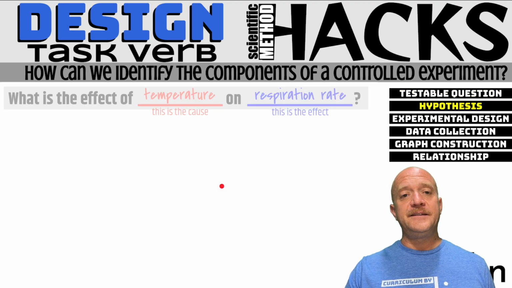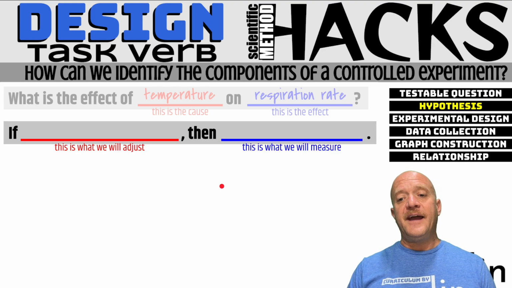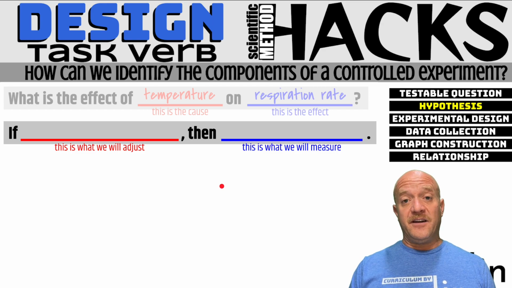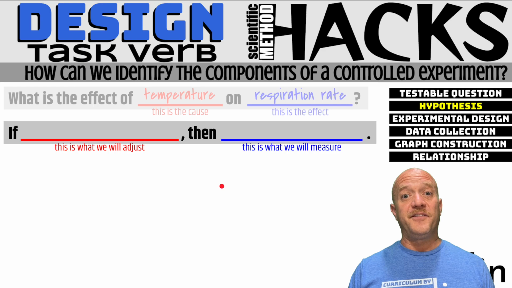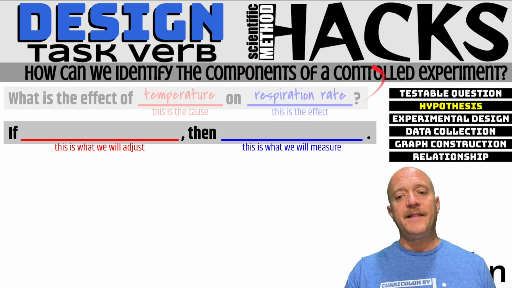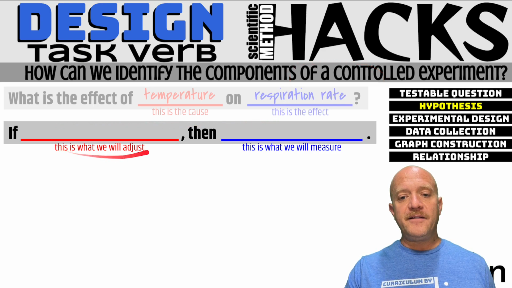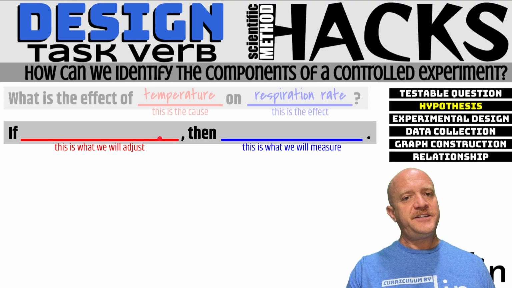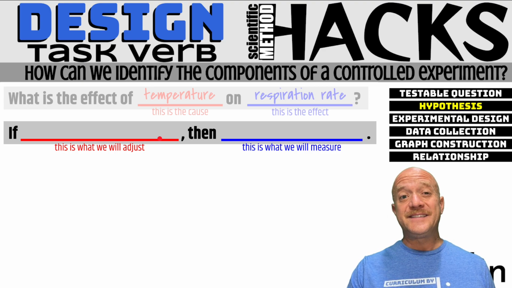Now what we need to do is write our hypothesis. And I know a lot of you in middle school may have learned if, then, because. You don't have to write because, as that will be explained throughout the rest of the controlled experiment. Now, the if, notice it is red, and the then, notice it is blue. So the if will be something related to temperature, and the then will be related to respiration rate. Now, the part that says if, we're going to be adjusting. The part that says then, we're going to be measuring. So if temperature, then respiration rate, that doesn't make sense. So we want to make it into a sentence.